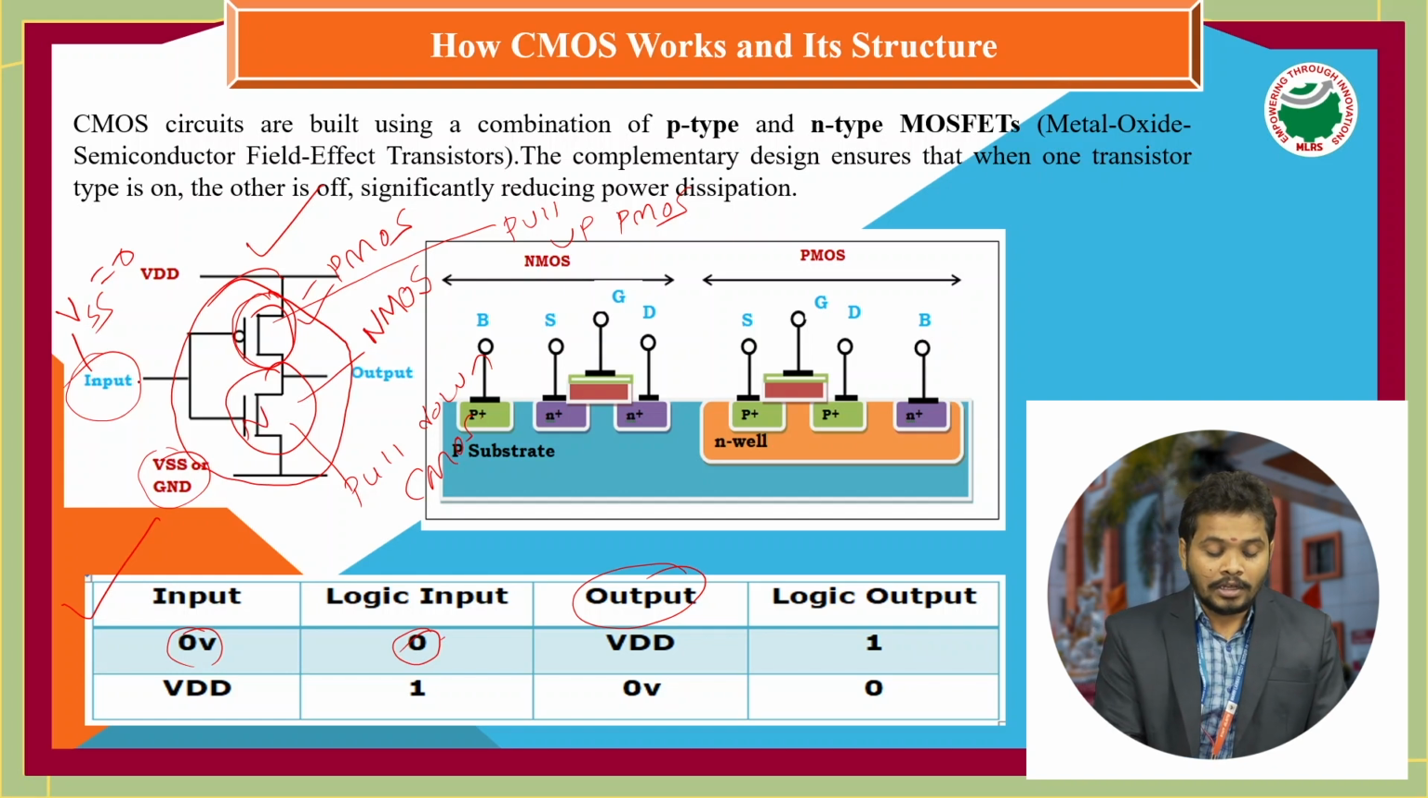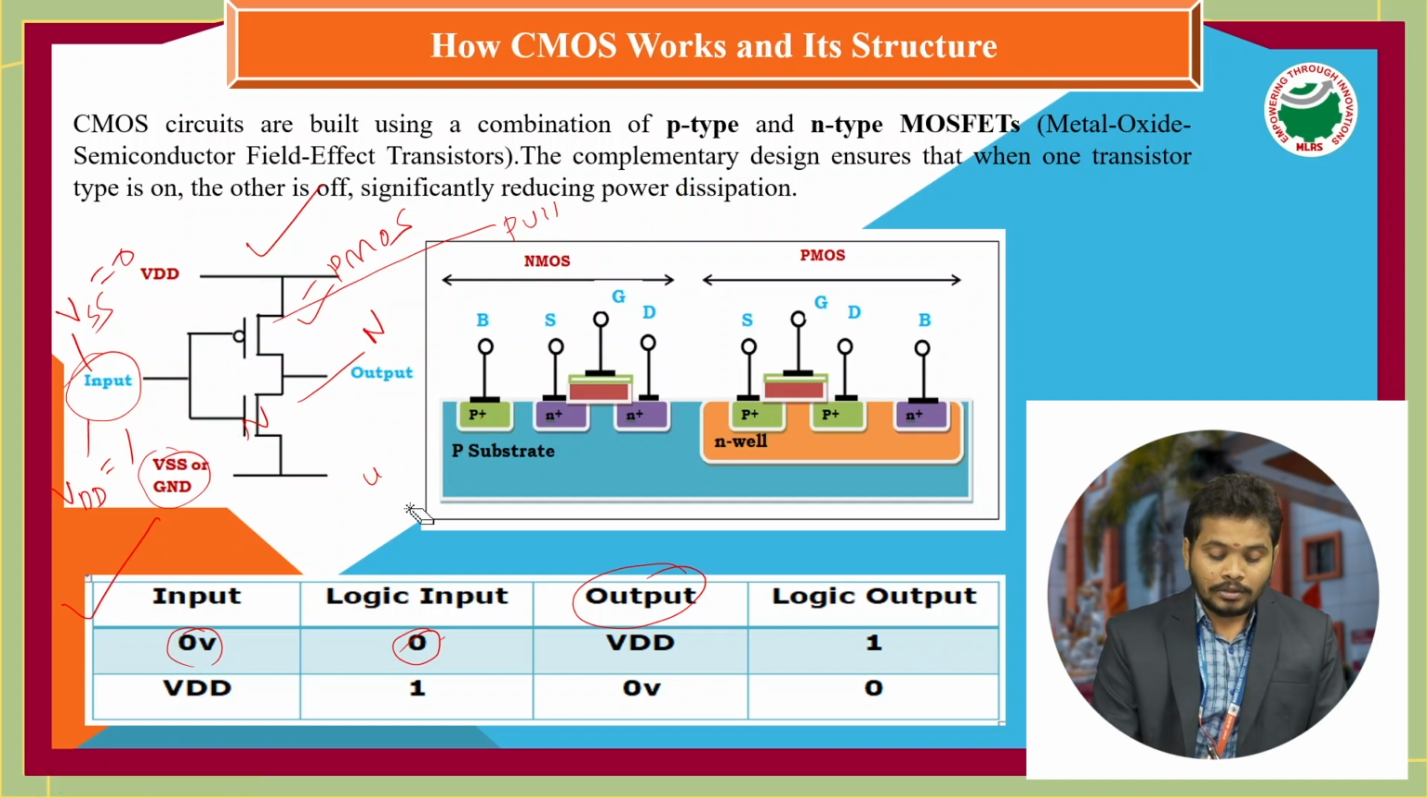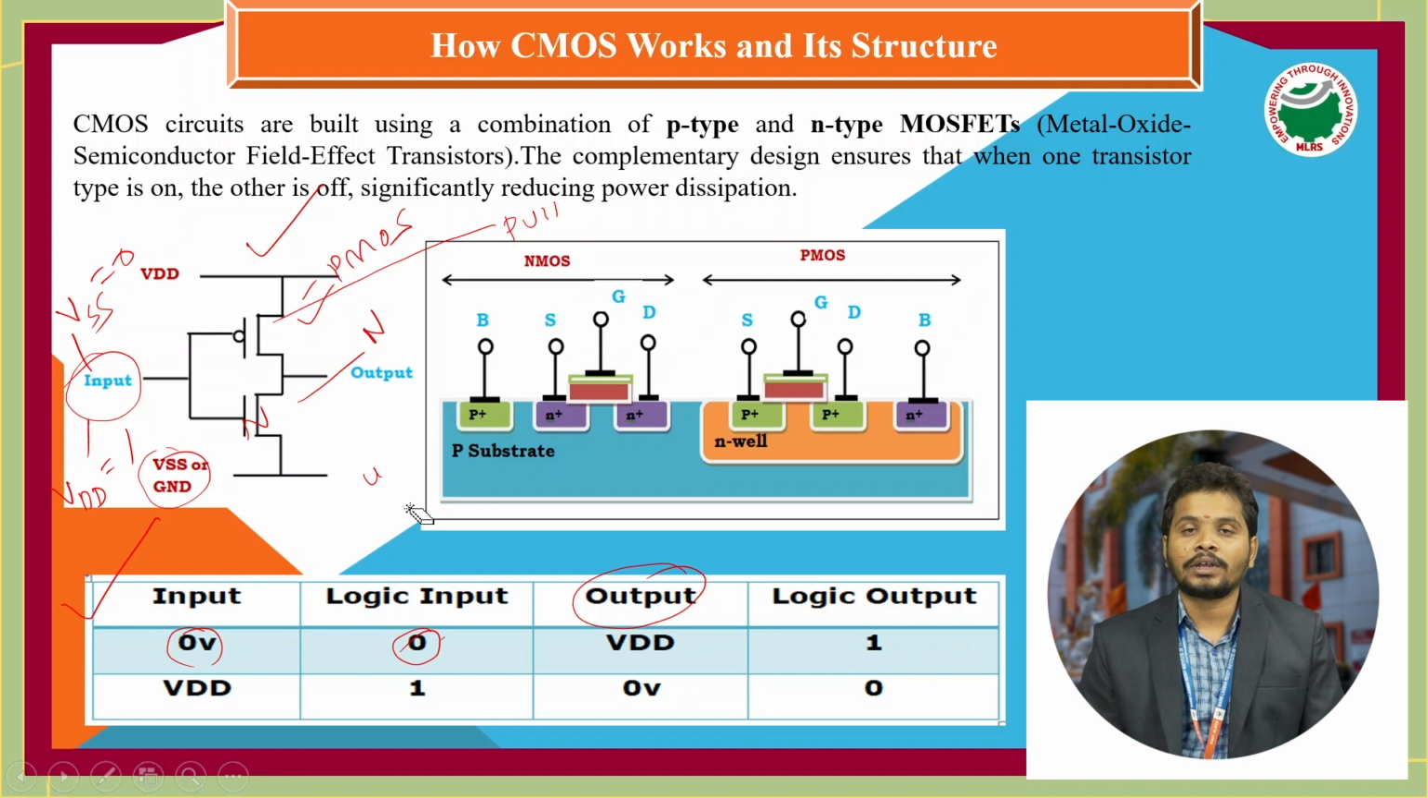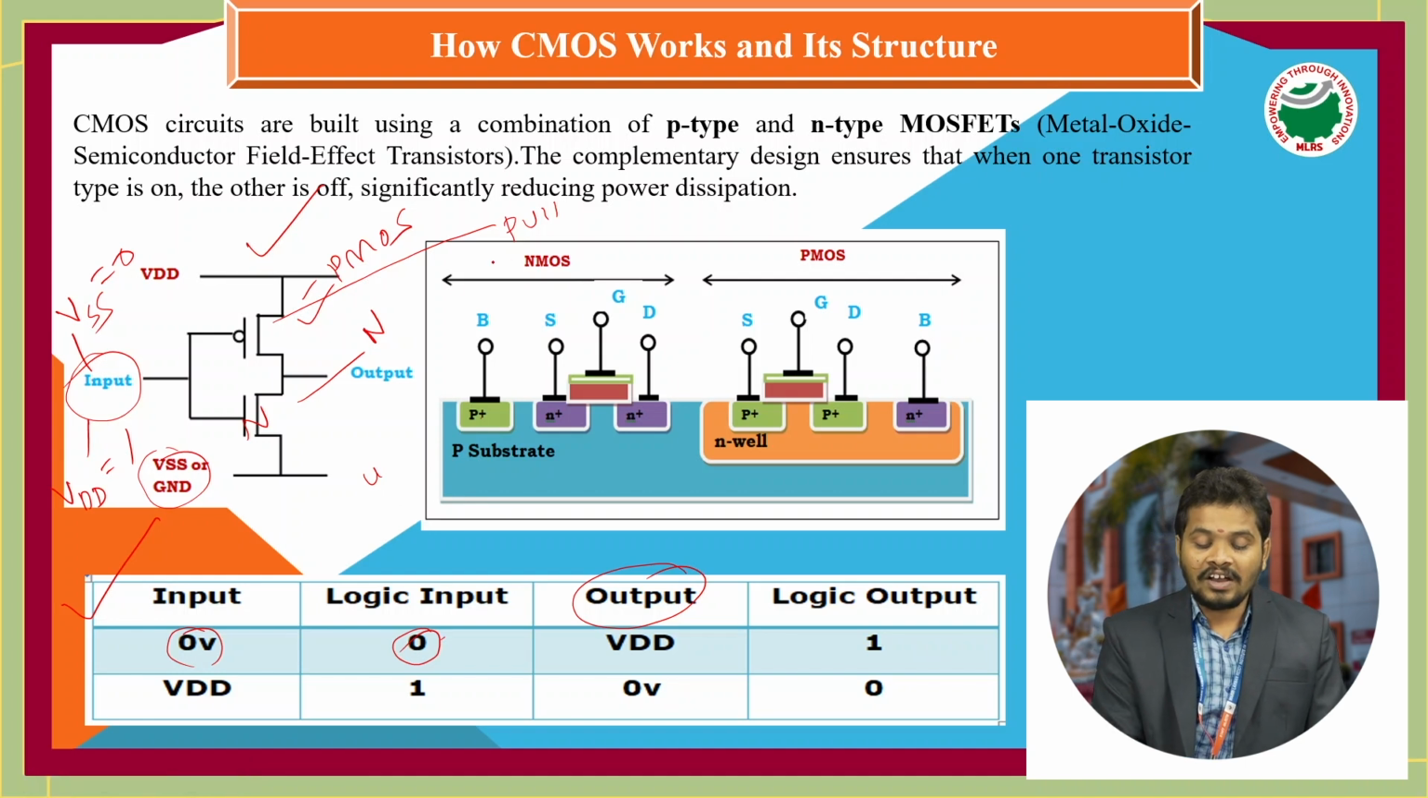And if the input is equal to VDD, that is equal to 1, then at the higher voltage the NMOS will be on and the PMOS will be off. The NMOS will be in conduction. So, if you see here, the fabrication of CMOS technology consists of both NMOS and PMOS.